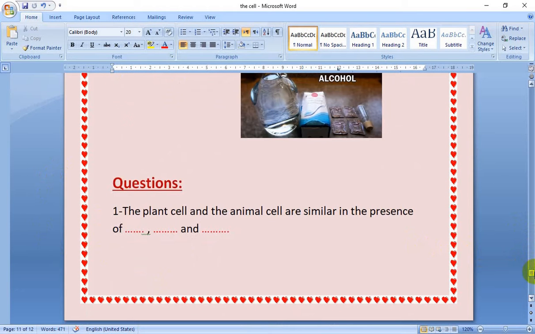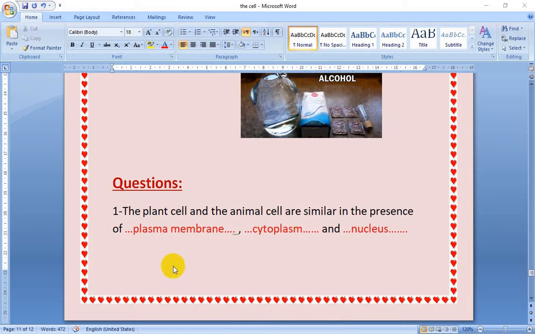Let's answer these questions together. The plant cell and the animal cell are similar in the presence of what? The plant cell and animal cell are similar in the presence of plasma membrane, cytoplasm, nucleus.